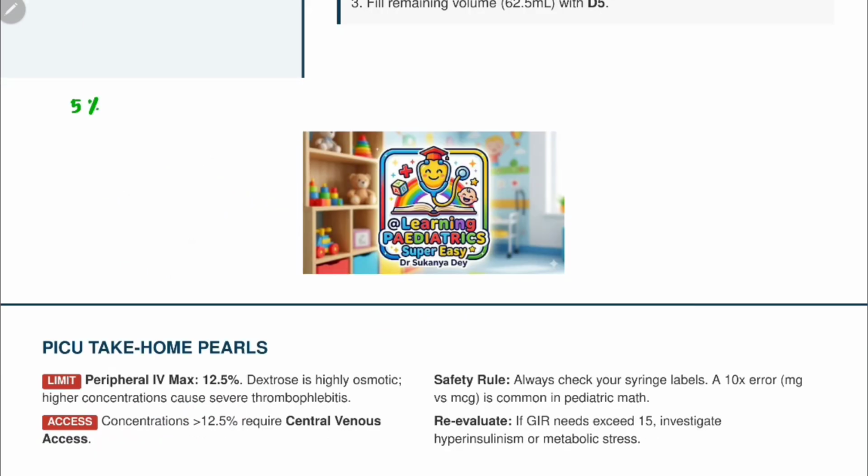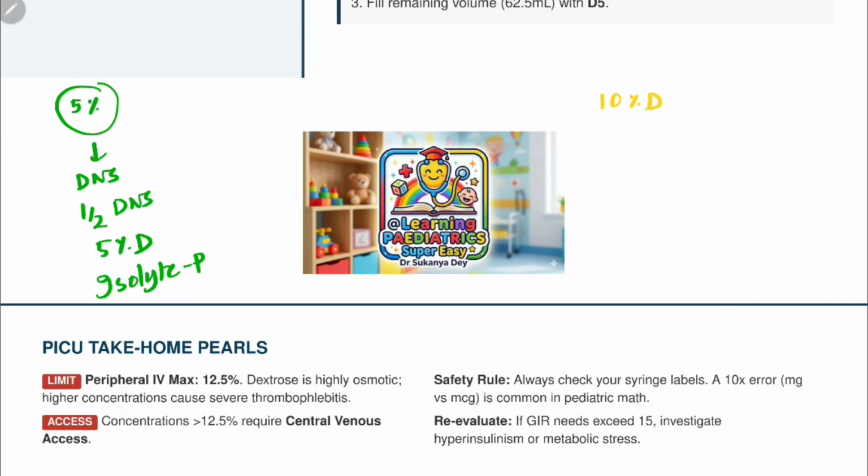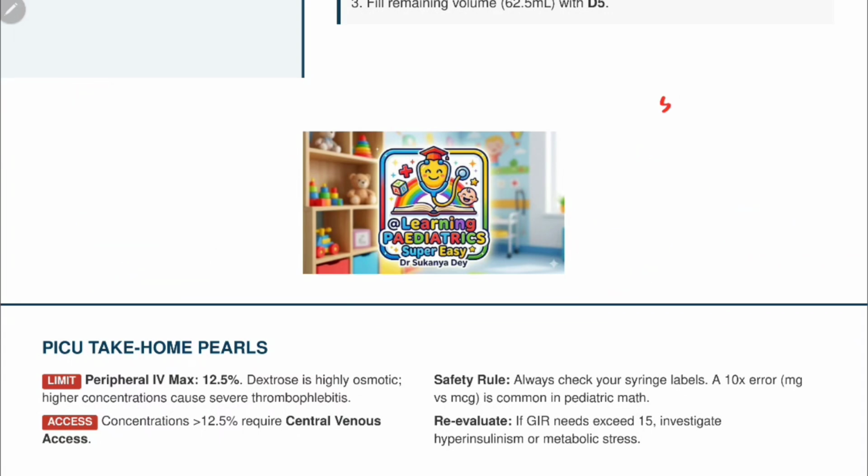Percent concentration of sugar like D5, half D5, 5% dextrose, isolyte P, plain. And what about the 10% dextrose fluid? Plain 10D and isolyte P4 and 4. And for higher concentration, we have 25% dextrose. For all other purposes, we have to mix this 5%, 10% or 25% fluid to prepare a custom mix fluid.